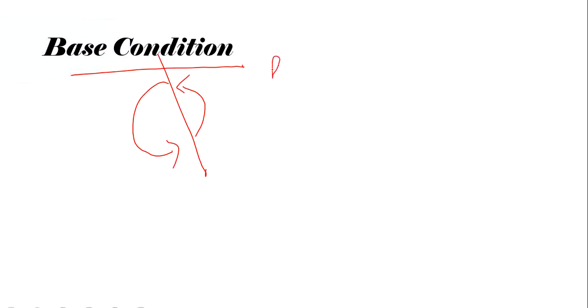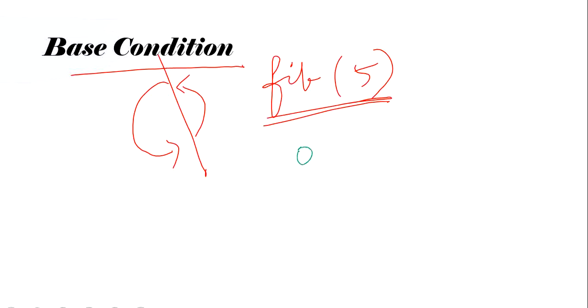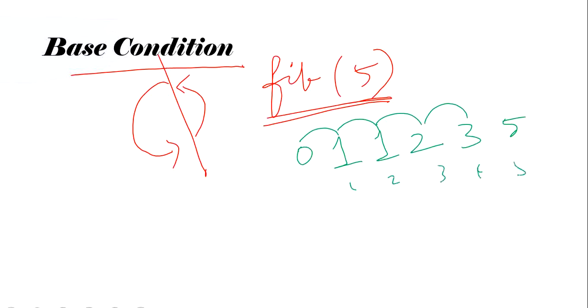For example, take the Fibonacci series, Fibonacci of 5. So how does the Fibonacci series work? It is going to start from 0, and then 0 plus 1 is going to be 1, 1 plus 1 is going to be 2, 2 plus 1 is going to be 3, 3 plus 2 is going to be 5. So it is 1, 2, 3, 4, 5. Fibonacci of 5 is going to be 5.